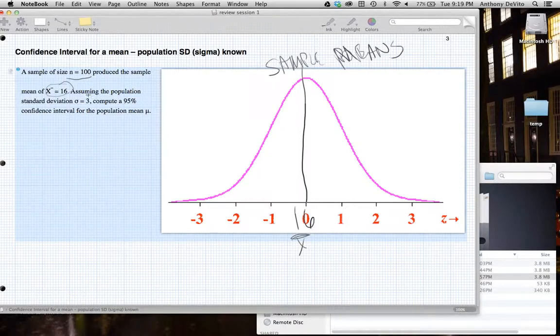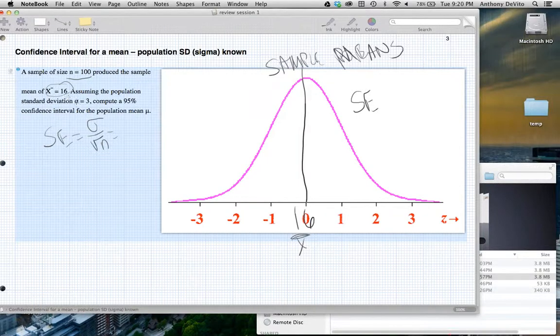Okay, so now what do I know about the standard deviation of this? Actually here, since it's a sample distribution, we're talking about standard error, not standard deviation. And standard error is equal to the standard deviation of the population over the square root of the sample size. Well, it happens that we know the standard deviation is 3. So the population standard deviation is 3 over the square root of the sample size, which is the square root of 100, is equal to 3 over 10, which is equal to 0.3.